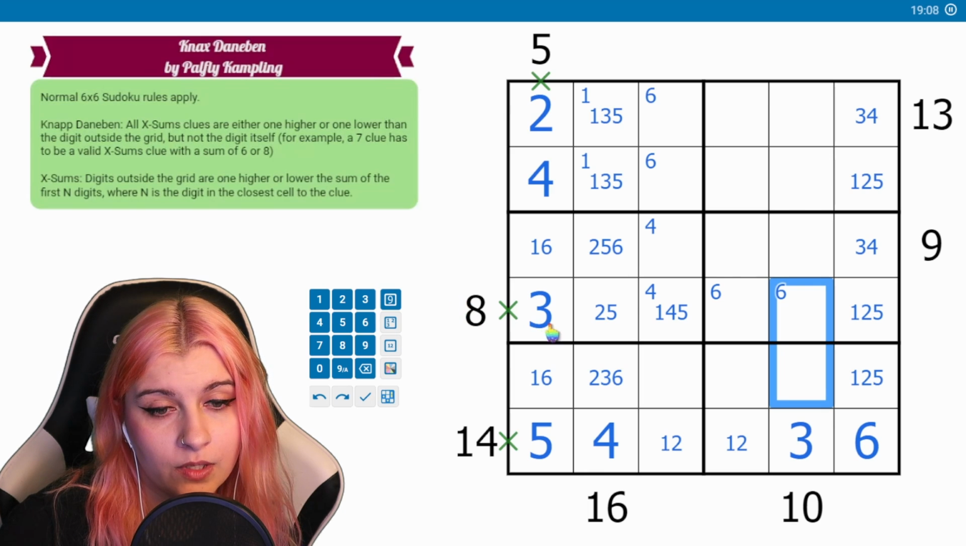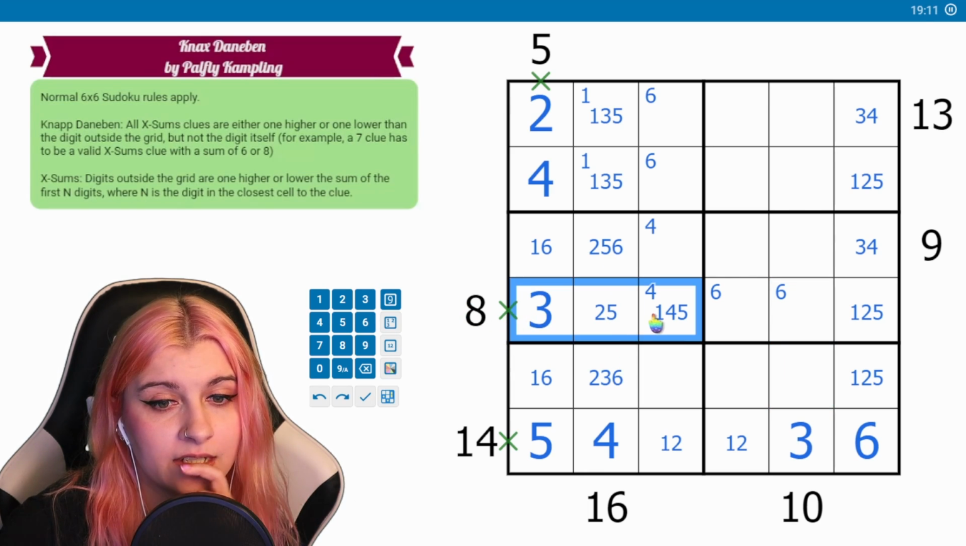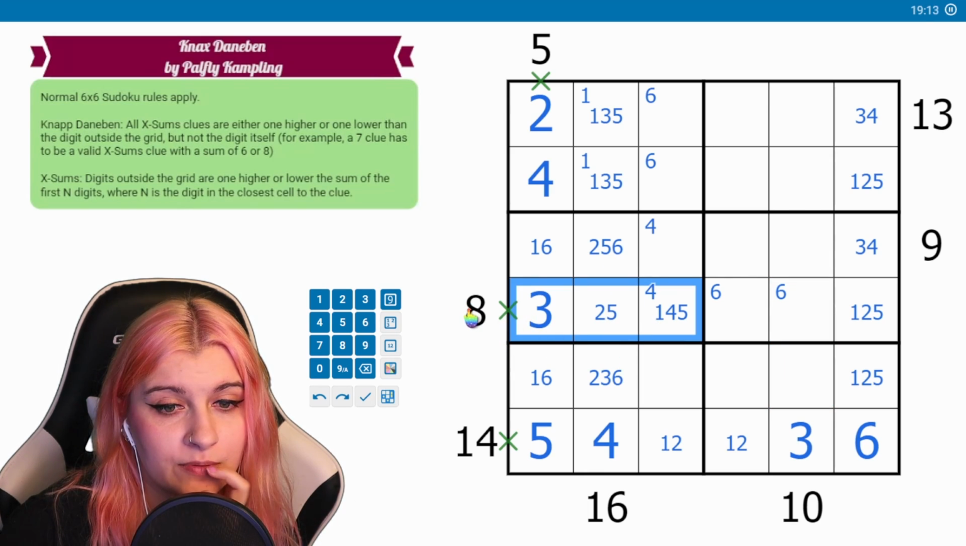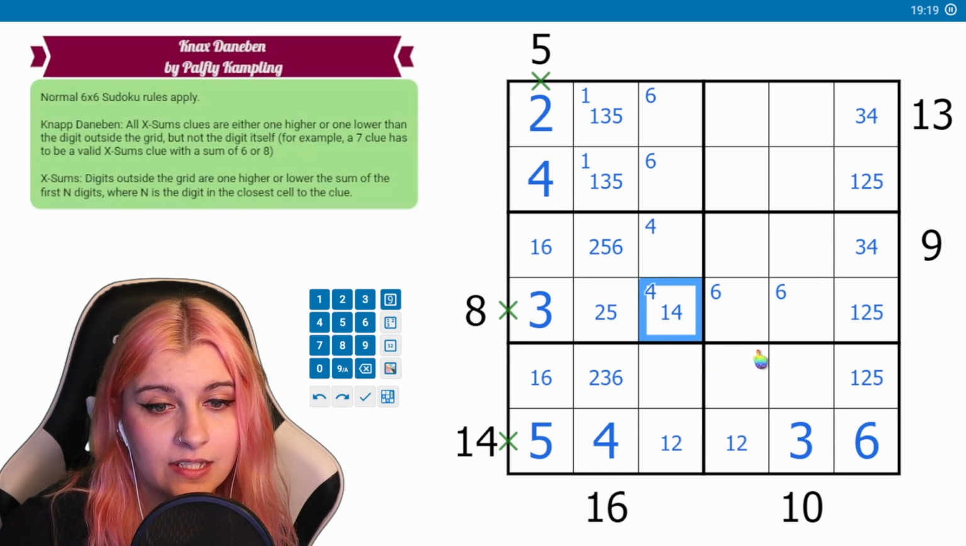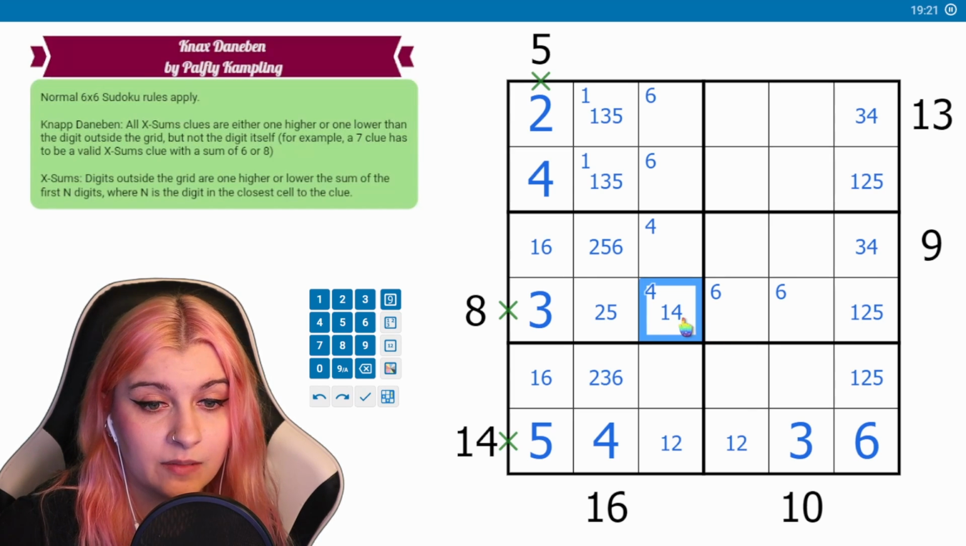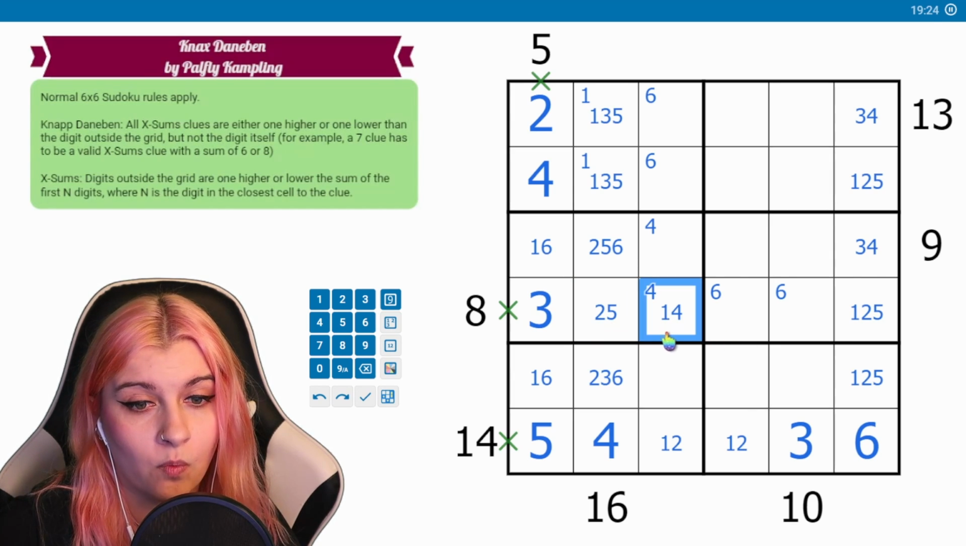Ooh. Wait, I put numbers in here and then I didn't do more with this. This was a 9. So this needs to sum to 6. This can't be a 5 anymore. That's something. It's going to be 4, 2 or 5, 1.